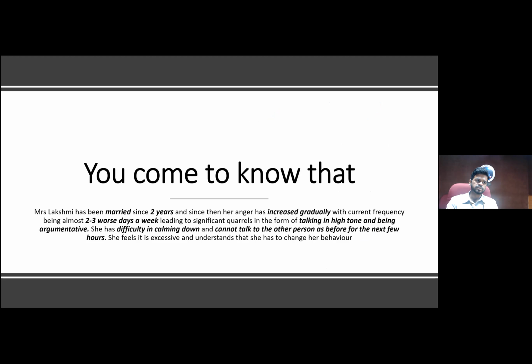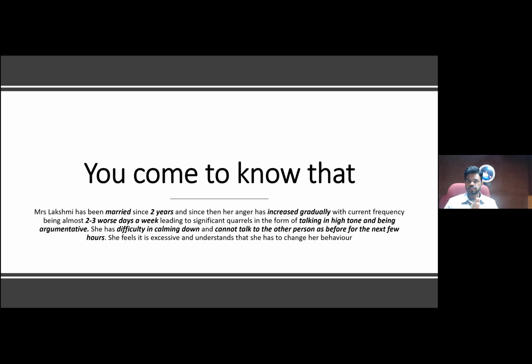Now the current frequency has been almost 2 to 3 worse days a week, leading on to significant quarrels in the form of talking in high tone and being argumentative with her husband. Right, she has difficulty in calming down and cannot talk to the other person as before for the next few hours. So she feels it's excessive and understands she has to change her behavior.